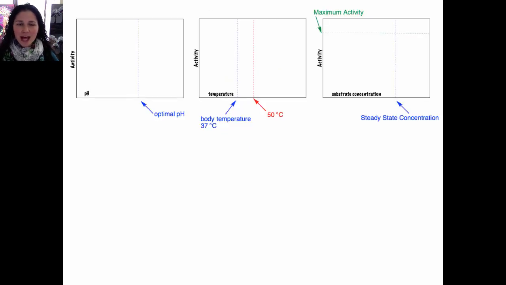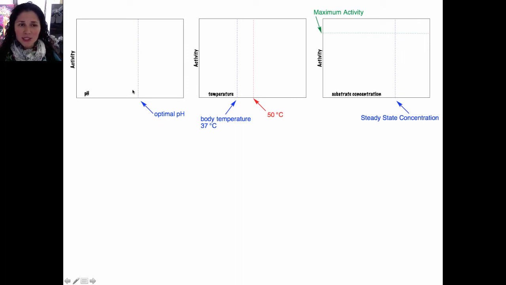Each enzyme will have an optimal pH, an optimal temperature, and a maximum activity. Let's talk about what this means. On your activity, there are 3 different charts that I'd like you to fill in. First, let's talk about optimal pH. Each enzyme will have an optimal pH at which it is most active. Activity is the conversion of substrate into product.